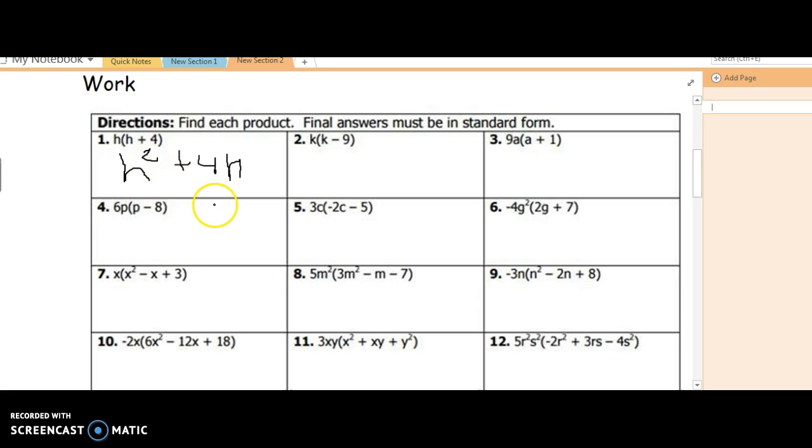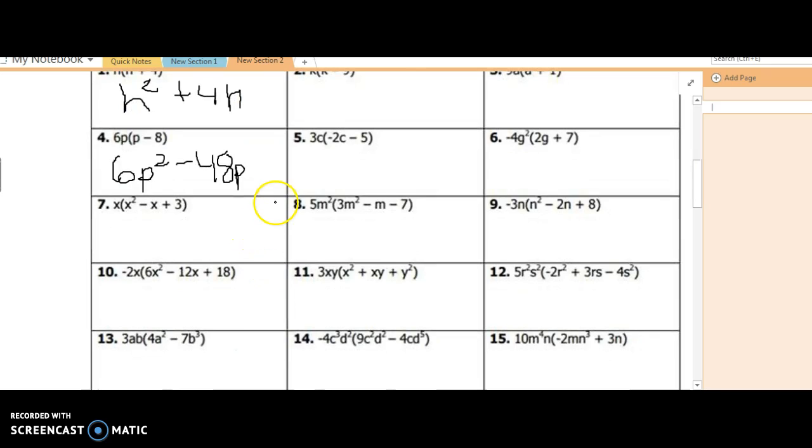So let's look at 4. This 4 is a little bit more complicated. 6p times p minus 8. So again, we're going to use the distributive property. 6p times p first. And we're going to get 6p squared. And then 6p times negative 8 is going to give us negative 48p. So far I feel like this is a lot of stuff that you're pretty familiar with.